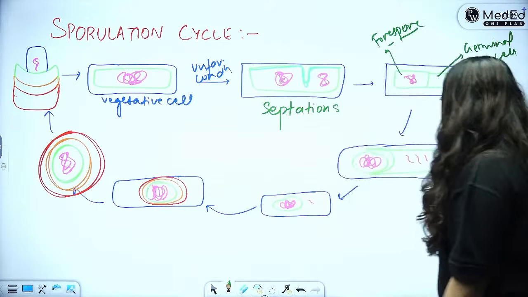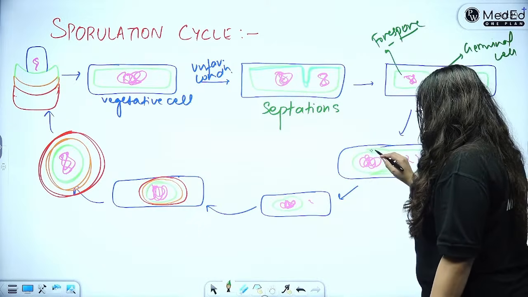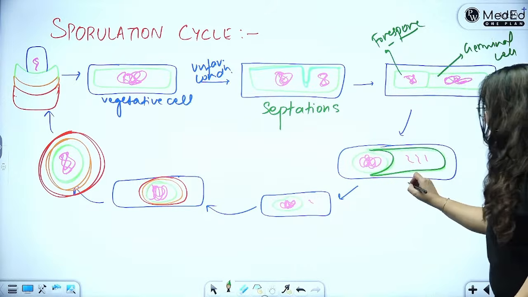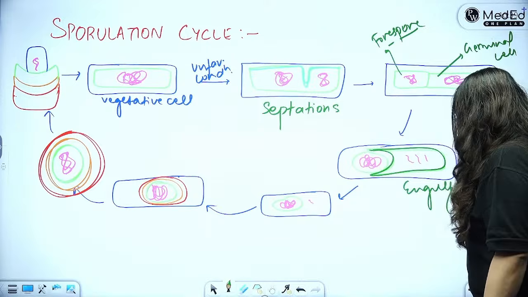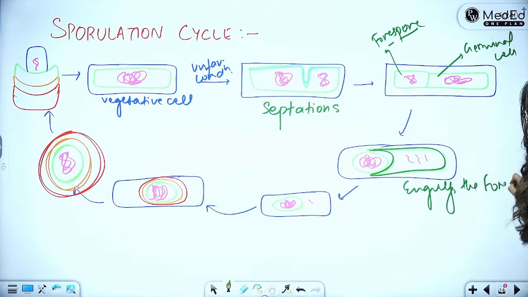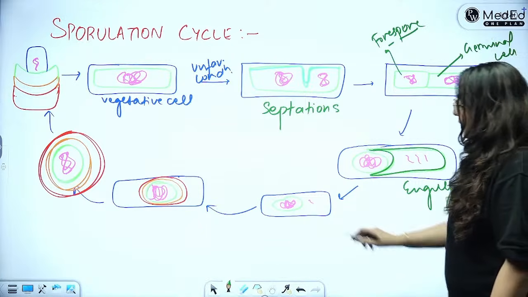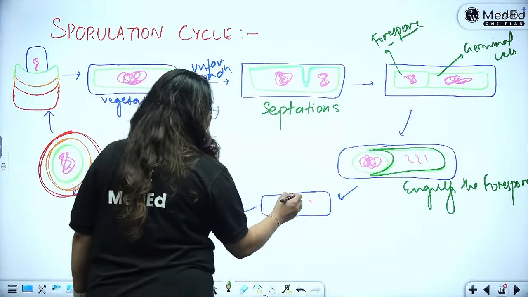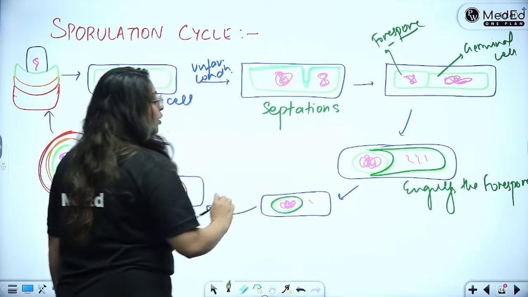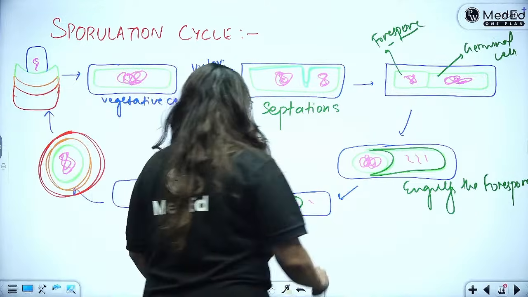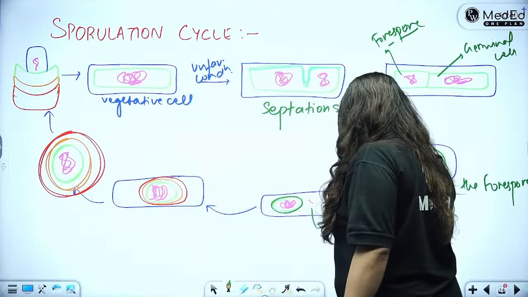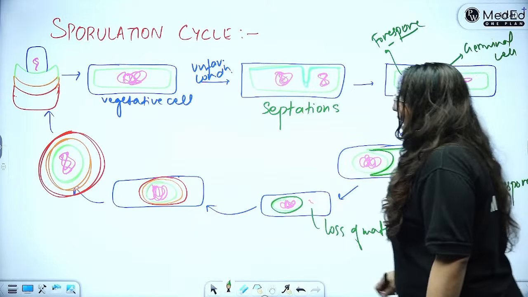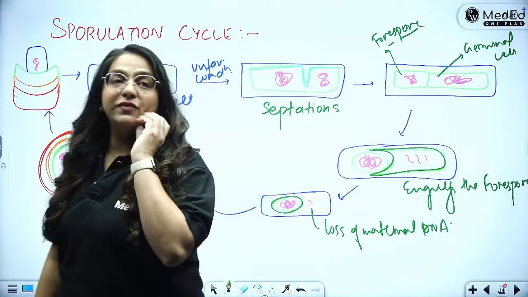The next step is that the mother cell engulfs the forespore. There is an engulfment. Now the mother cell's DNA is almost lost. What remains is simply the forespore, which has become like a complete cell with its DNA. So there is loss of maternal DNA, or mother cell DNA.